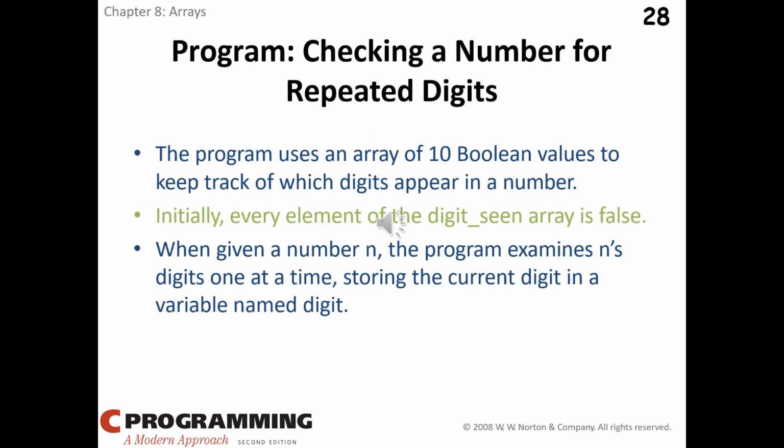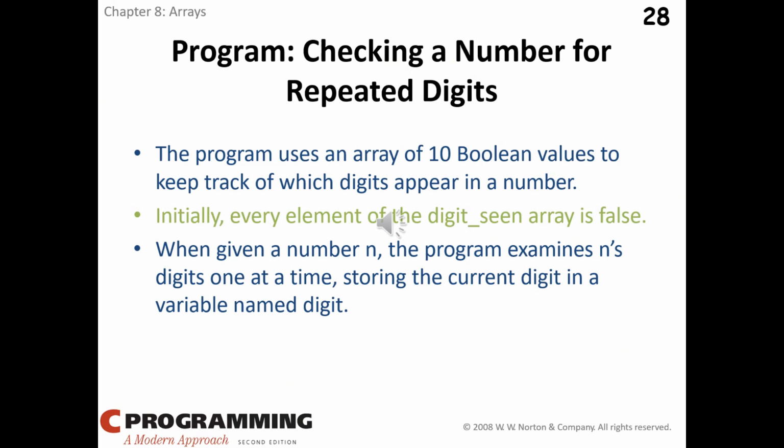So in this program, we have an array of 10 Boolean values, which is like having a checklist with 10 boxes, one for each digit from 0 to 9. And it's our way of keeping track of which digits we've already seen in the number. So at the start, every element of this array called digit_seen is set to false. So it's like starting with all checkboxes unchecked in our notebook.